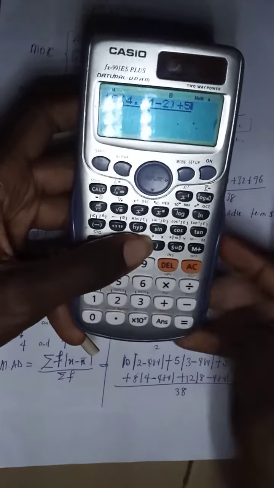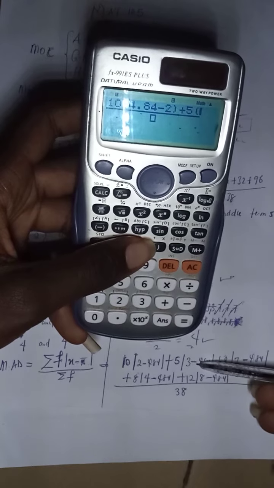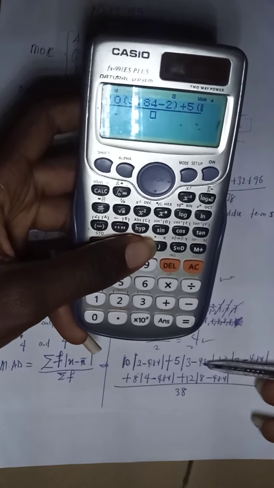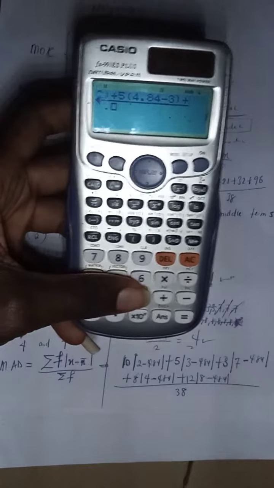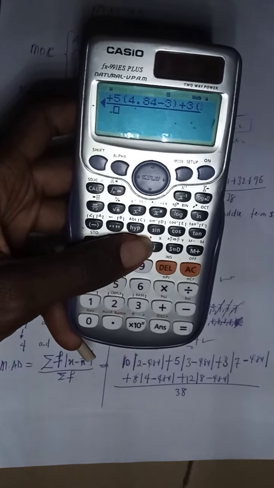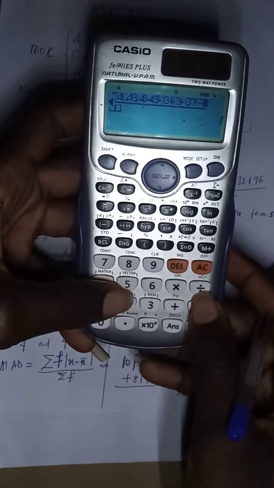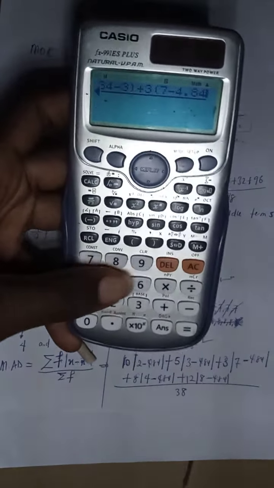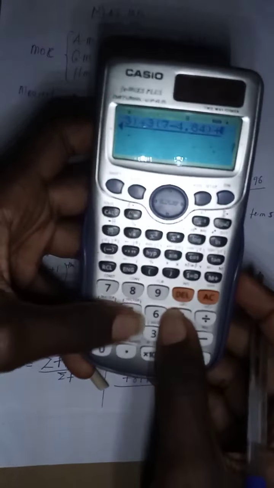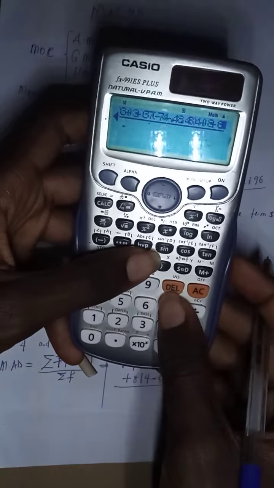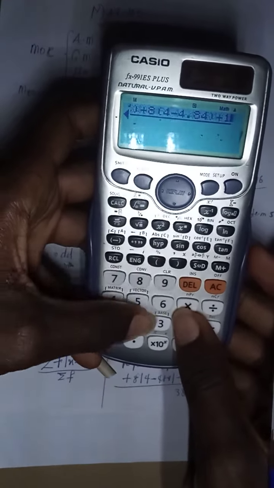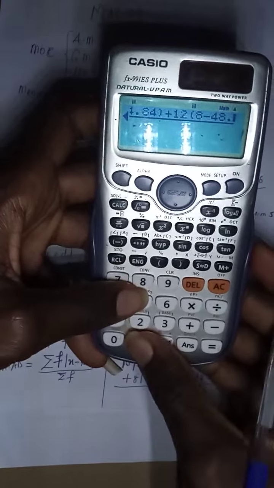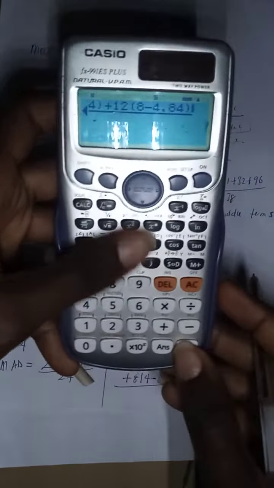Plus, next one is 5. I can see that 3 minus 4.84 will give a negative answer, and I want the positive, so I'll do the other way around: 4.84 minus 3, to make it faster. Then plus, next one is 3, open bracket. This one is direct, so no need of swapping, since 7 is greater than 4.84, I can't have a negative answer: 7 minus 4.84. That's how you keep on doing it until you get to the last data. The next one is 8 times 4 minus 4.84, and the last one is 12 times 8 minus 4.84. Whatever you get is divided by 38.